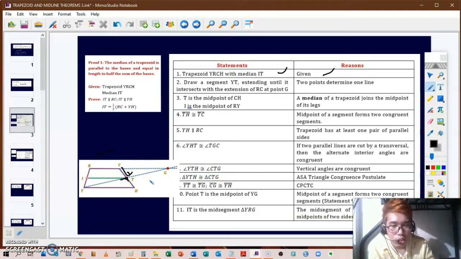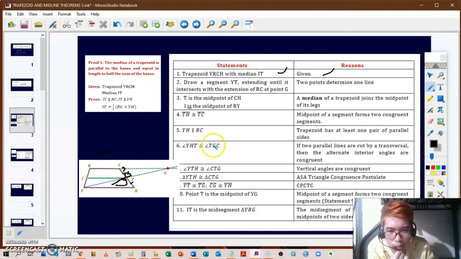And using the ASA triangle congruence postulate, we can say that triangle YTH is congruent to triangle CTG, because we've already proven that the angles here are congruent, and also that TH is congruent to TC, so that's the side. So we have angles, side, and angles.